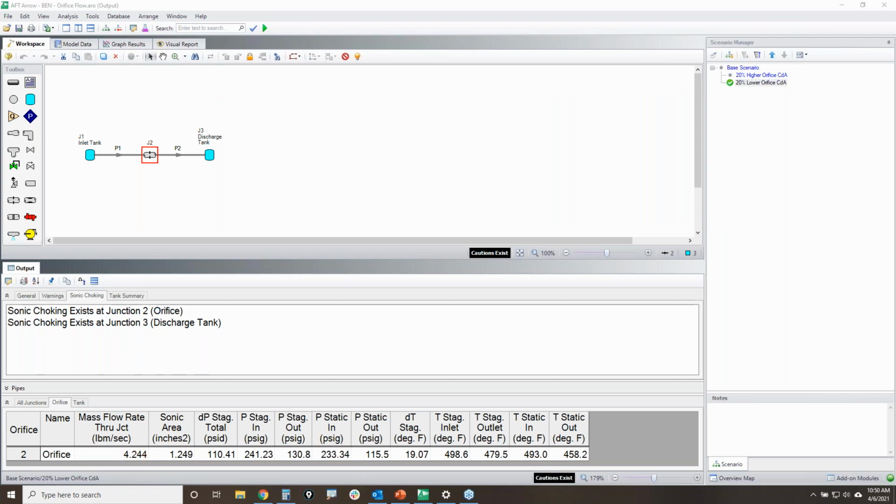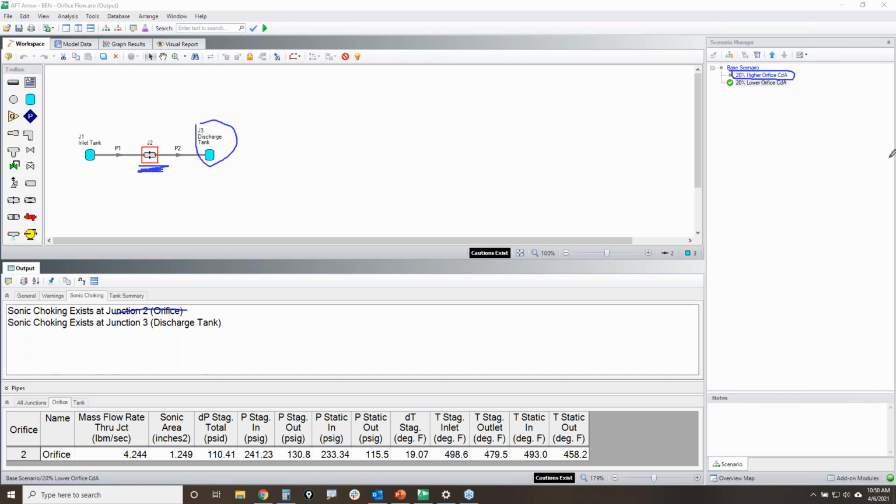All right. Now, one thing that is important to mention is that if you are in sonic choking conditions, there's a certain point where when you change your CDA value, if I make this equal to the sonic area that I got before, 1.377, and go larger than that, just like this scenario, it's not going to make any difference at all, because I would not be sonically choked at the orifice anymore. I'd only be choked at the tank.